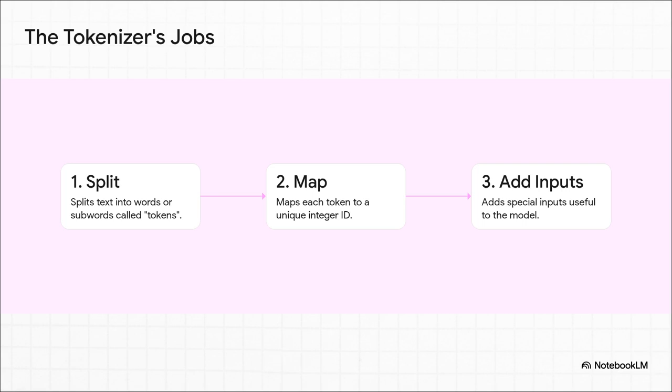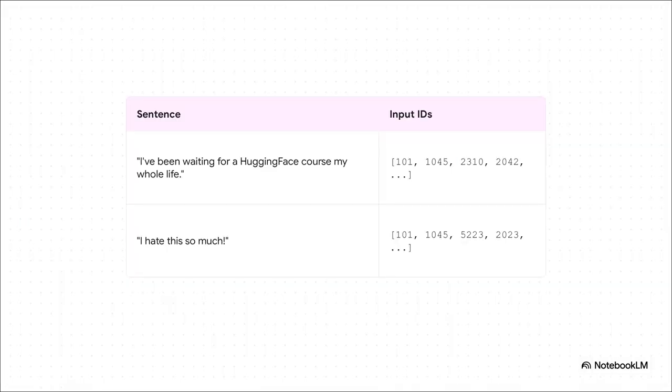First, the tokenizer chops up our sentence into smaller bits called tokens. Next, it looks up each token in its massive dictionary and gives it a unique ID number. And finally, it tacks on any special tokens the model needs to make sense of where the sentence starts and stops.